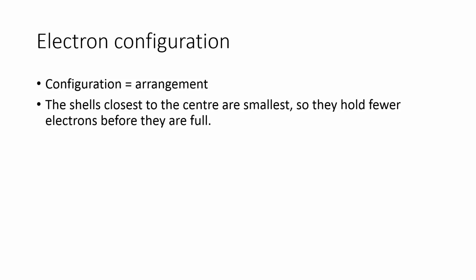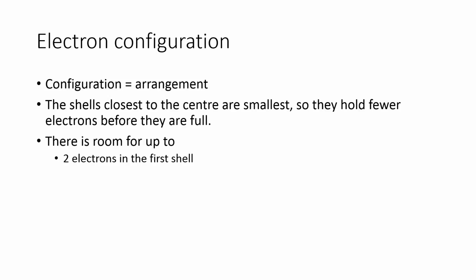Now, the electrons aren't just shoved into an atom in any old way. They have to be very, very carefully arranged according to the laws of nature. Now, configuration is just a fancy word for arrangement. So electron configuration means how are the electrons arranged. Now, there's a whole host of rules for you to learn here. First of all, the shells that are closest to the nucleus are smallest, so they hold fewer electrons before they're full. Think of a tiny little car like a Barina. You can't put very many people in it before it's full.